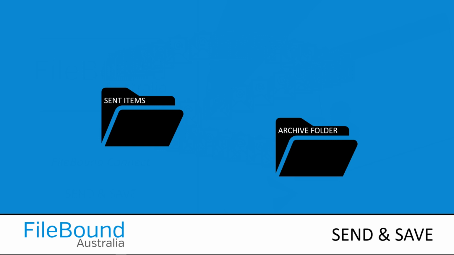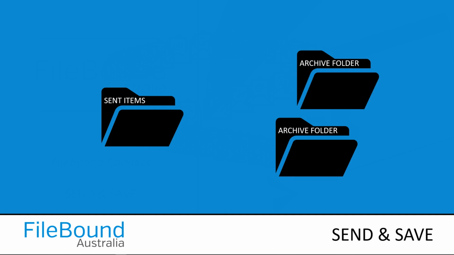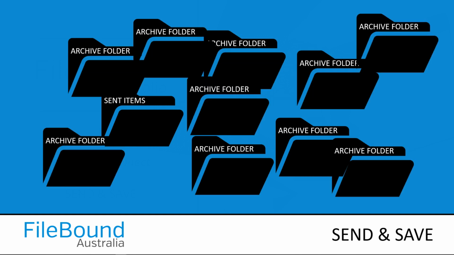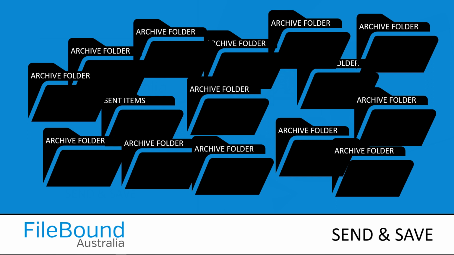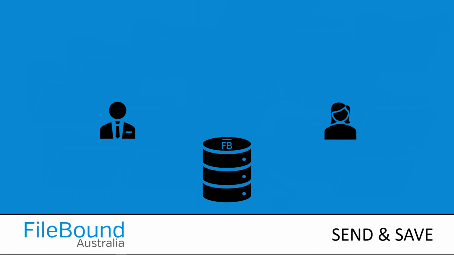To mitigate this, common practice might be to move the email from the Sent Items folder to an archive folder. The trouble is, over time you can be faced with the dilemma of trying to find an important email lost in a sea of Outlook folders, or forgetting to archive the email in the first place. FileBound Connect's Send and Save function takes away the pain, making the task of sending and saving an email simple.